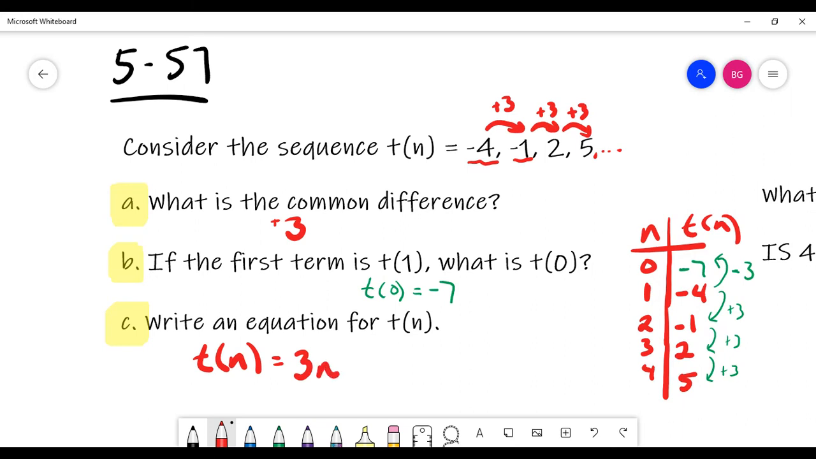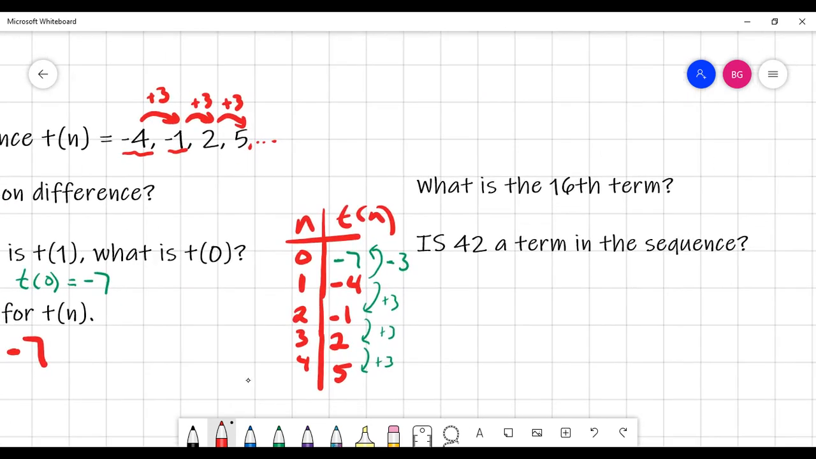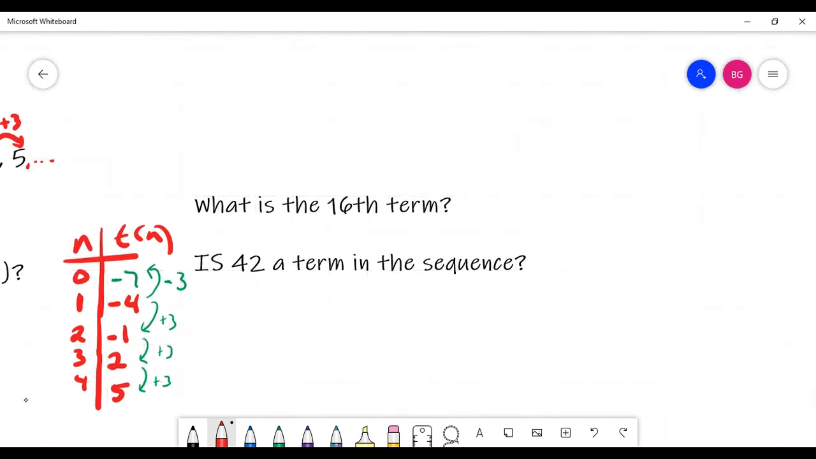Then we're going to have our n value. So we're going to have 3 times n. And then we're going to put in our plus t of 0, which in this case is a -7. So I'm just going to say -7 here. I don't have to say plus a -7. It's the same thing. So the equation for this sequence above is t of n equals 3n minus 7.